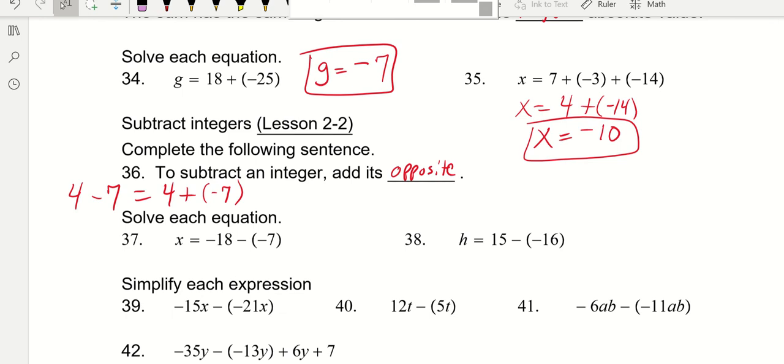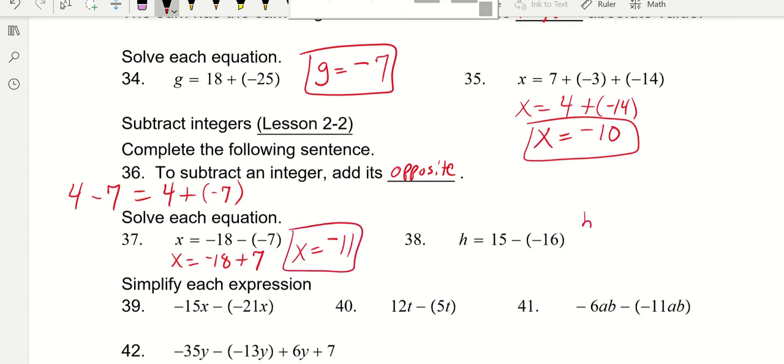Solve each equation. X is equal to -18 minus -7. This is -18. When you subtract a negative, you have to add plus 7. X is equal to, all right, what's further from 0, -18 or 7? -18 is, so we know that sum's going to be negative. How far is 18 from 7? They're 11 apart, so x equals -11.